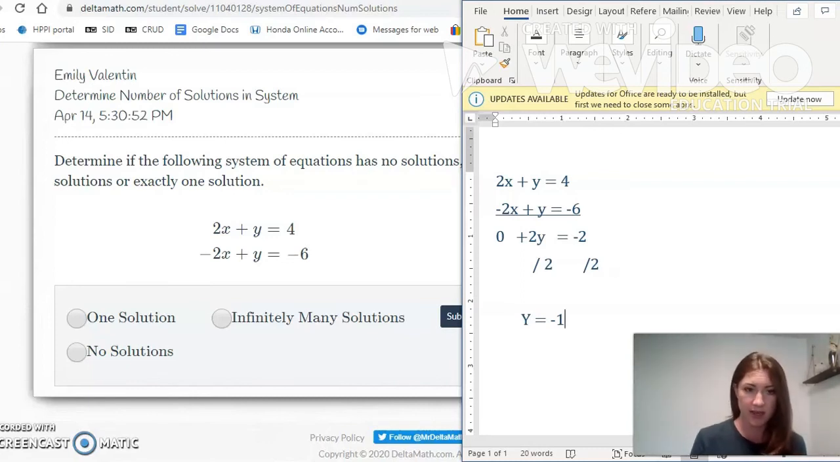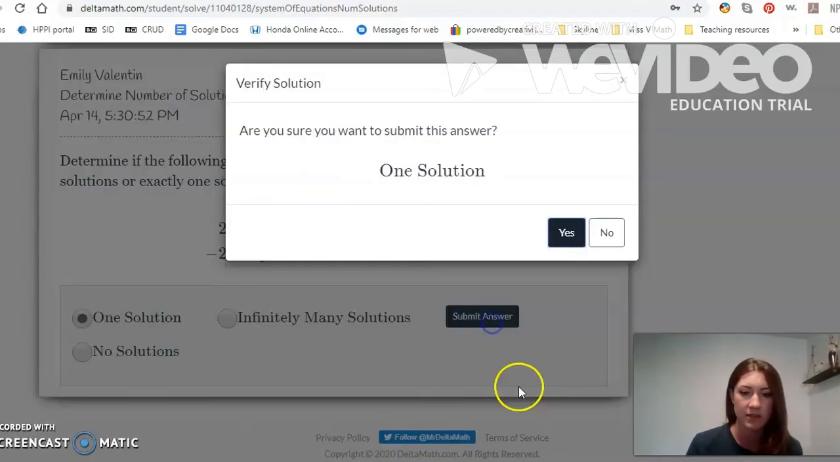I can go back in, let's use that first one, 2x plus -1 equals 4. Solving for x, add 1 to both sides, gives me 2x equals 5. Divide both sides by 2, x is 5/2. So there's definitely a solution. So I'm going to select one solution.